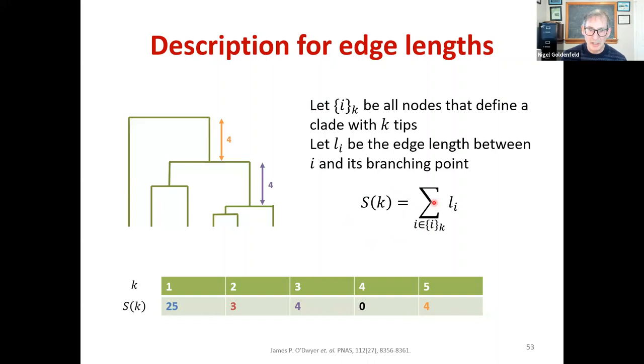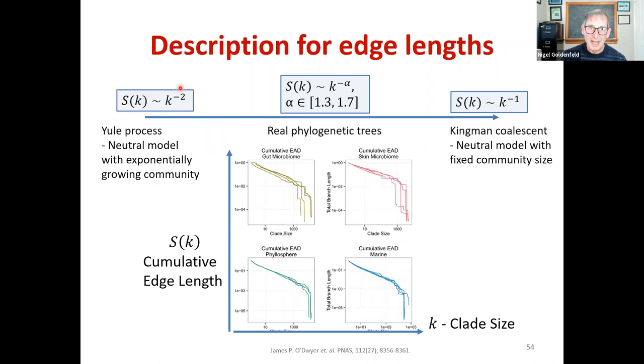And when we go and look at the structure of S of K, how it scales, what one can show is that if one makes a neutral model where you have an exponentially growing community which branches without restriction, this should scale as K to the minus two. It's what a mathematician would call the Yule process. On the other hand, if you fix the community size so that the trees can't grow exponentially forever, what you get is something called a Kingman coalescent, and you can show that it scales as K to the minus one.